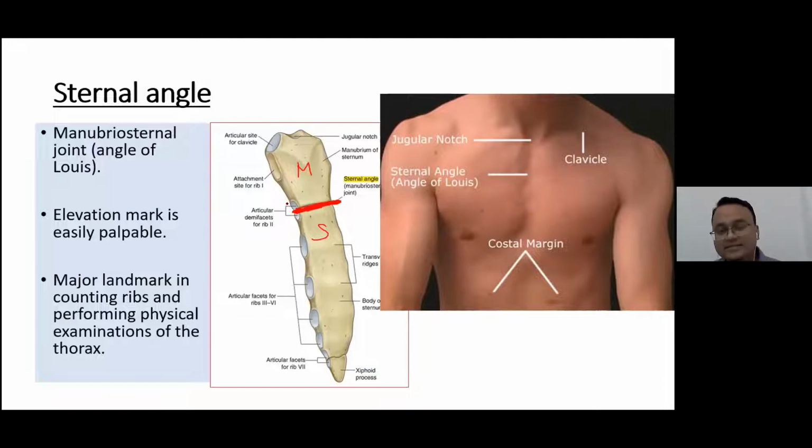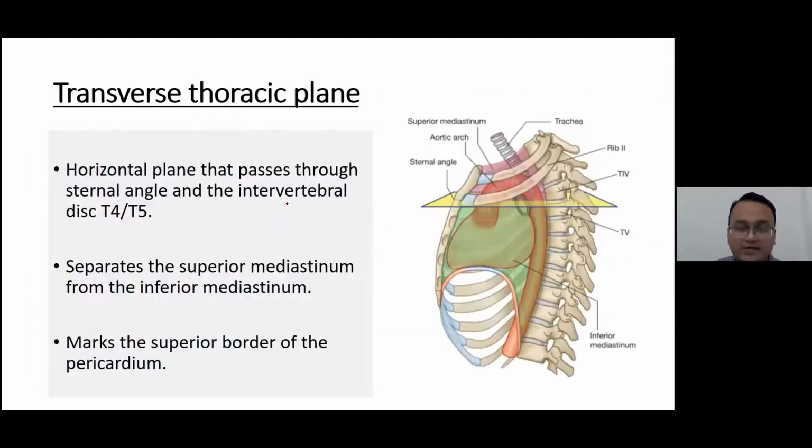Now, finding the sternal angle, or the angle of Louis, is important because it is the major landmark in counting ribs. And knowing how to count ribs is, I think, a basic skill that all doctors learn, isn't it? It is used in performing physical examination of the thorax. So by getting the sternal angle, it solves all the mysteries as to the location of certain structures which lie in the thorax. That is number one, all right?